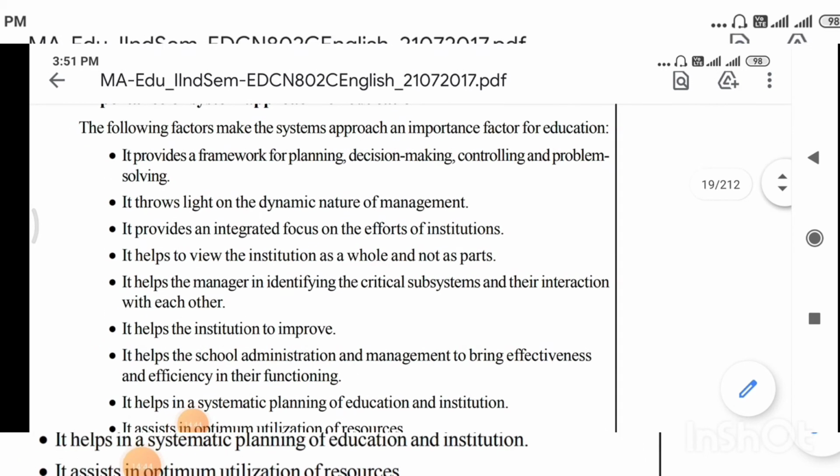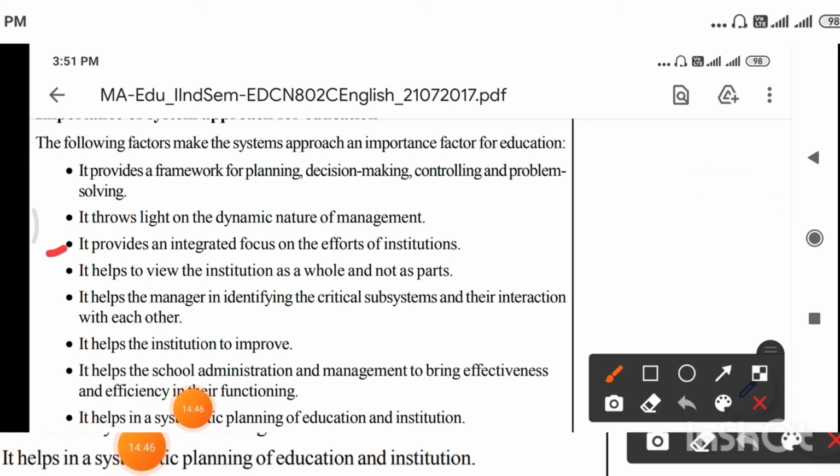Next, it provides an integrated focus on the efforts of the institution. Now what is the meaning of the word integrated? It means honest. It provides honest focus on the efforts of the institution, that is, how much hard work. Only the system can tell if a school is there and the result is coming good. Automatically the parents love to put their children over there. Why? Because they come to know that the teachers are putting their best there. That is why the result is coming. So this is what the integrated focus means here.